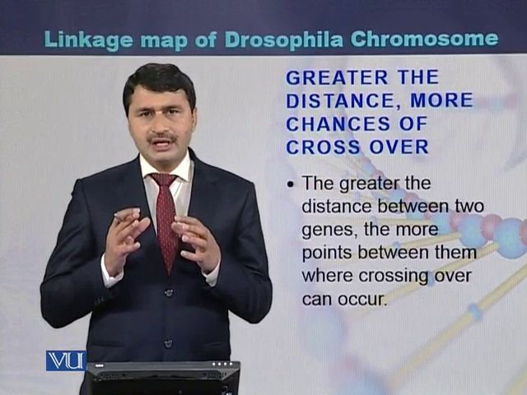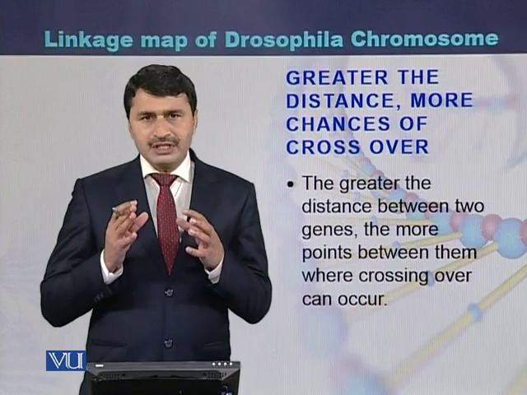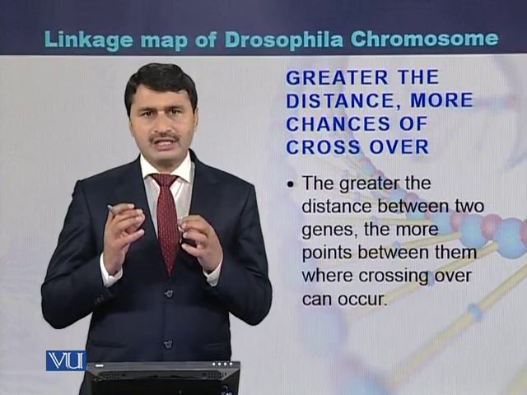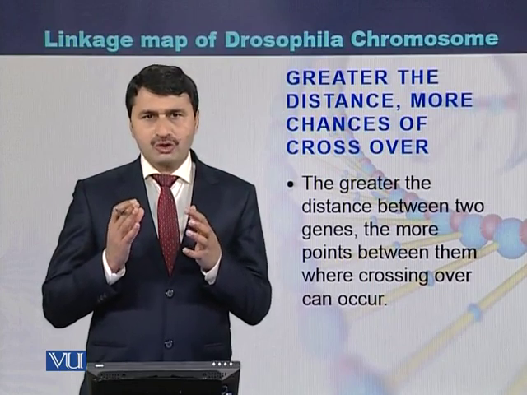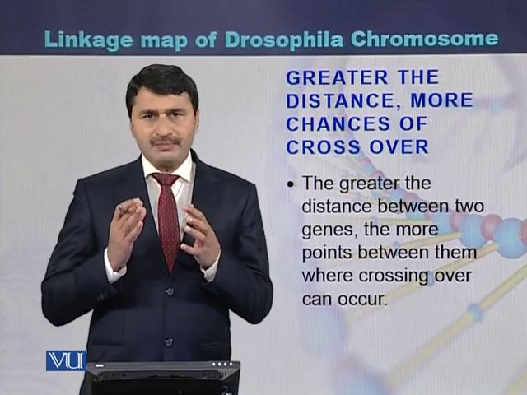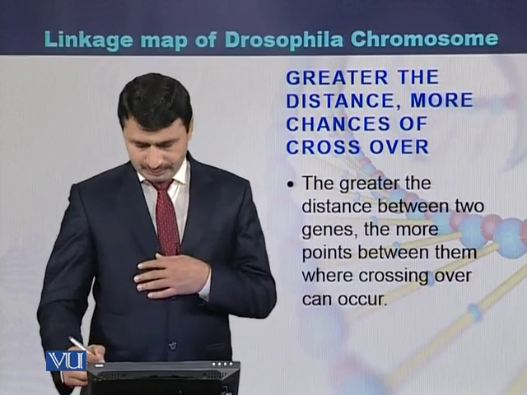The greater the distance between two genetic markers or between two genes, the higher the frequency, while on the other hand, if the genes are close to each other, the frequency of the recombinant offspring will be less.